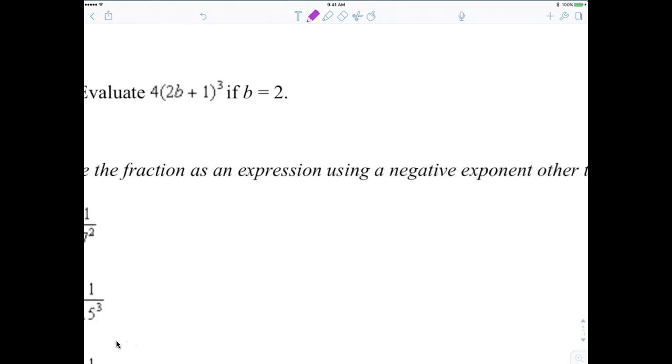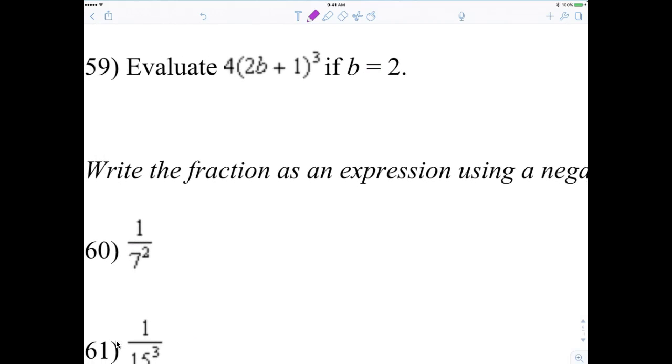Okay, here we go. 59. All right, nice little problem now for 59. B is 2. So let's make the substitution. 4, parentheses, 2 times 2 plus 1 to the 3rd power. Remember our order of operations is we have to do what's on the inside first. So what's 2 times 2 plus 1? 5. Right, so now I have 4 times 5 to the 3rd power.